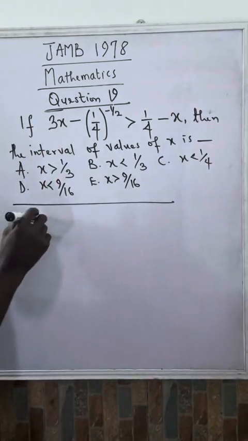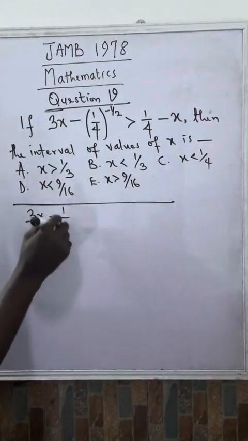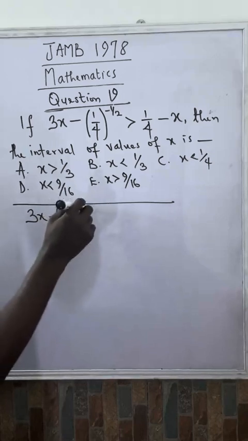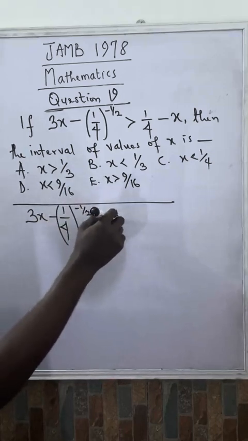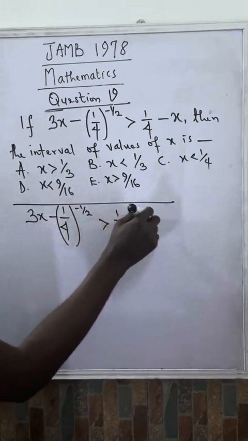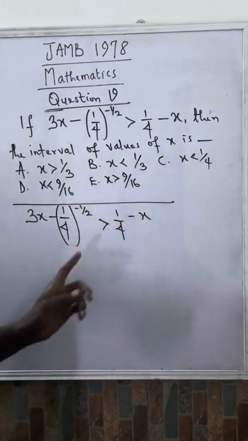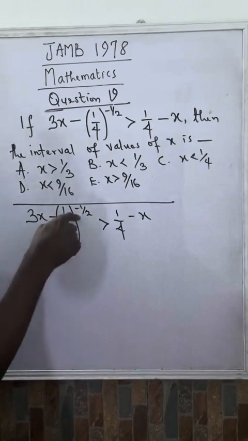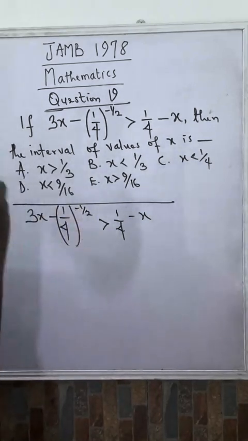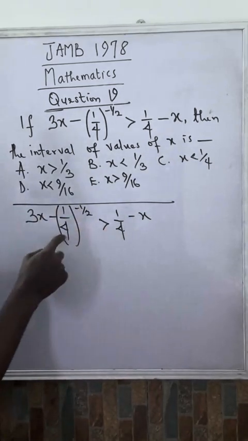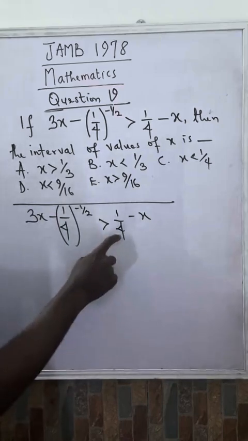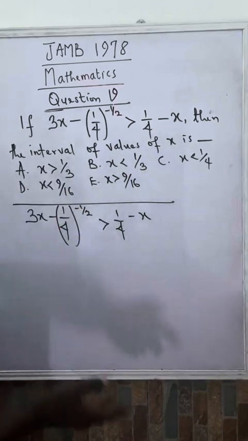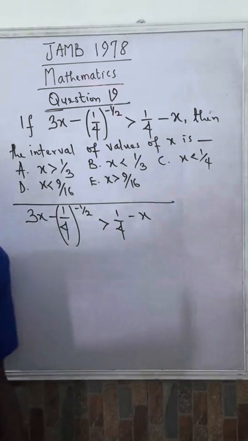Solution, we have (3x minus 1 over 4) all raised to the power of negative 1 over 2 greater than 1 over 4 minus x. So what we have here is a lot of problems. First of all, this negative fractional power is a problem. Secondly, this fraction itself is another problem. Thirdly, this fraction itself is another problem. How do you now get rid of all these problems?